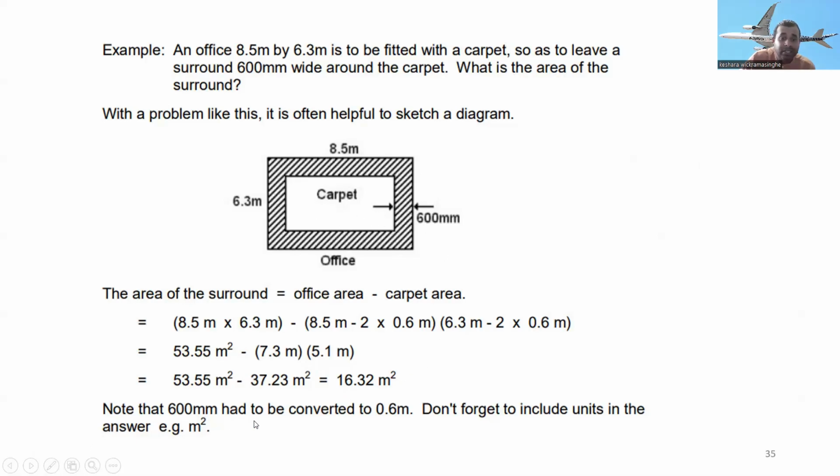Note that 600 millimeters had to be converted into 0.6 meters. Just remember, don't forget to include units in the answer, for example, square meters.